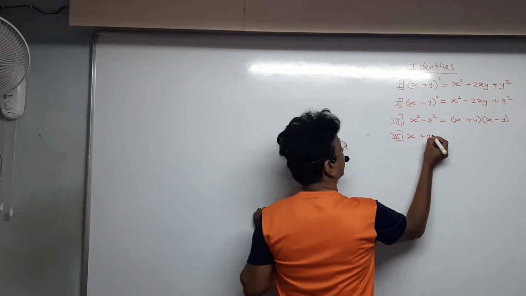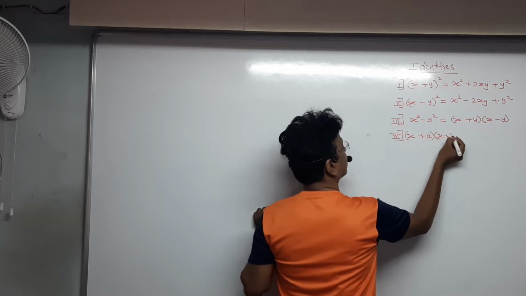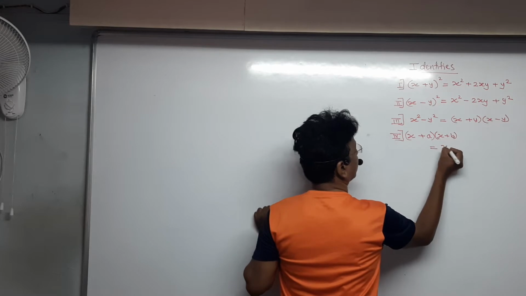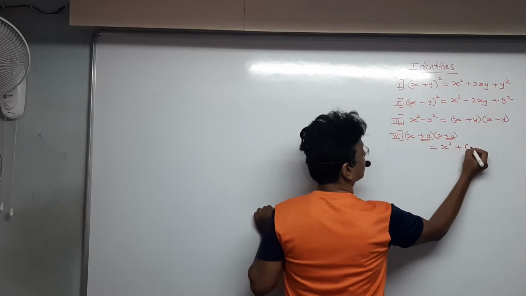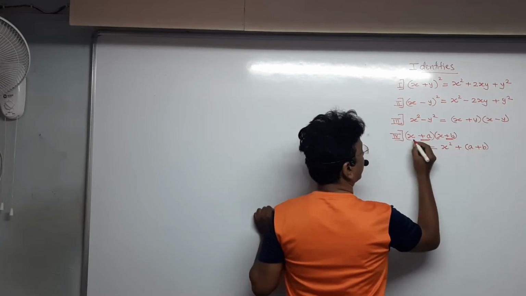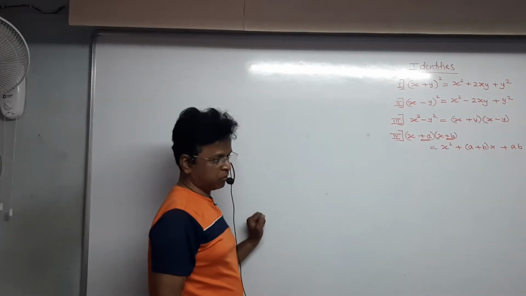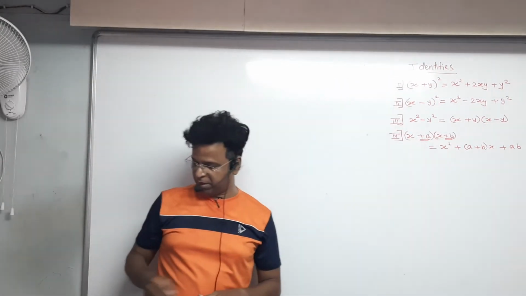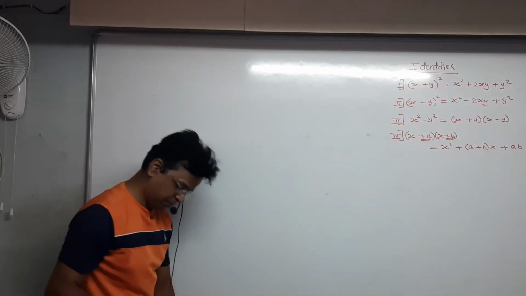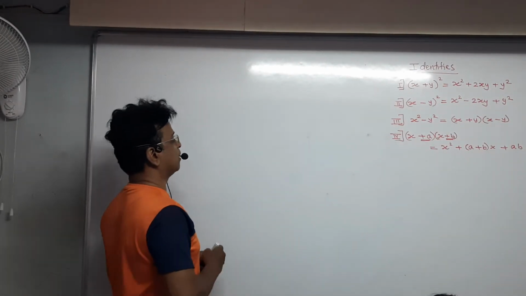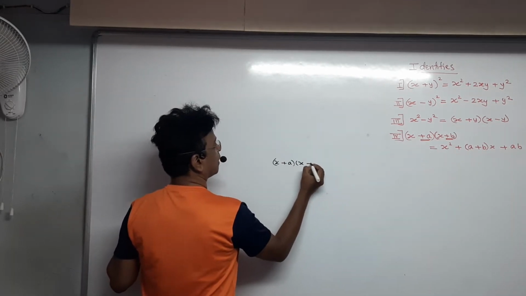(x plus a) into (x plus b) is equal to x square plus, whatever these signs are, (a plus b) into x, plus ab. What does this mean? We'll have to start with the fourth identity only. What does this mean? I repeat this: (x plus a) into (x plus b).